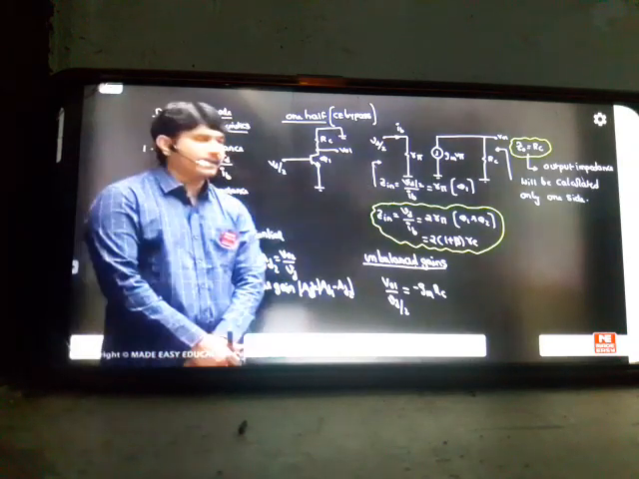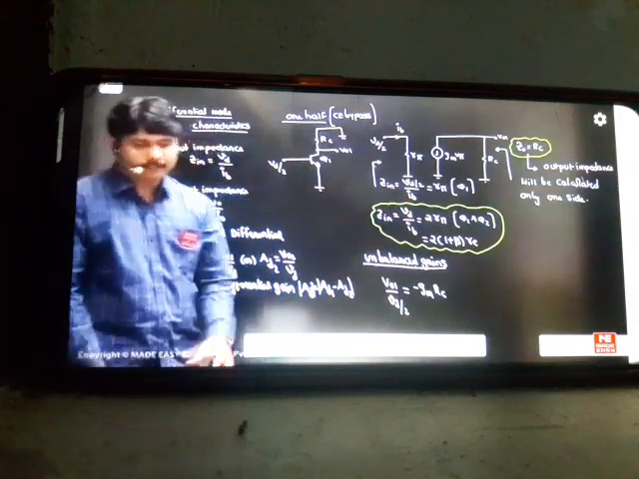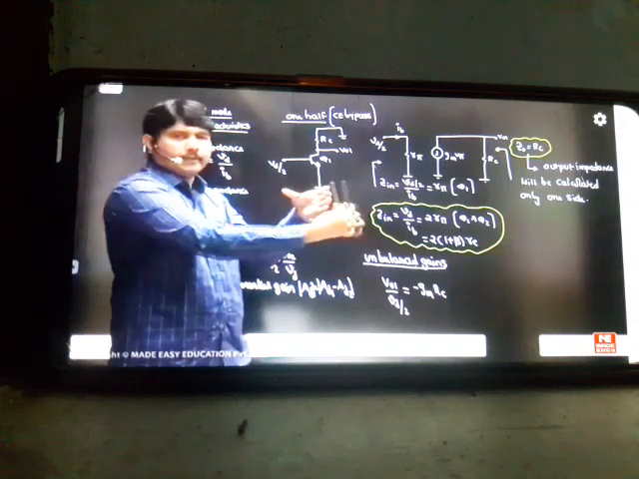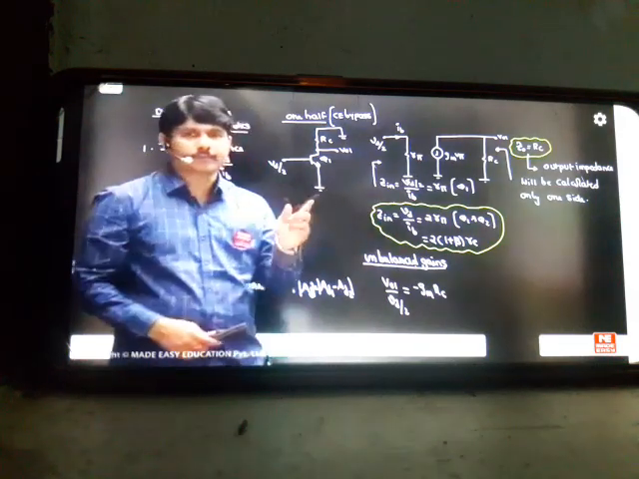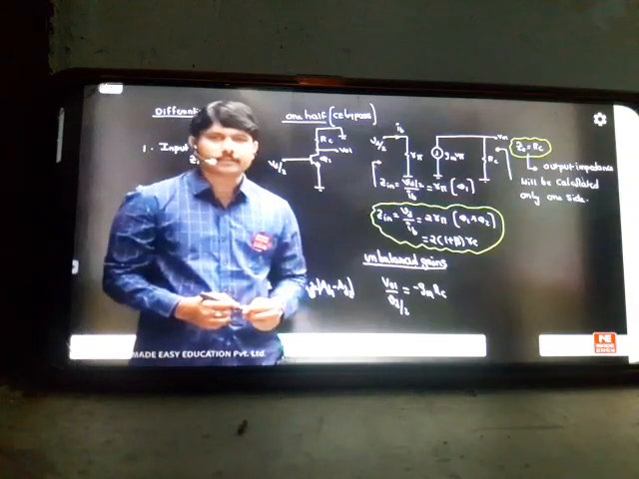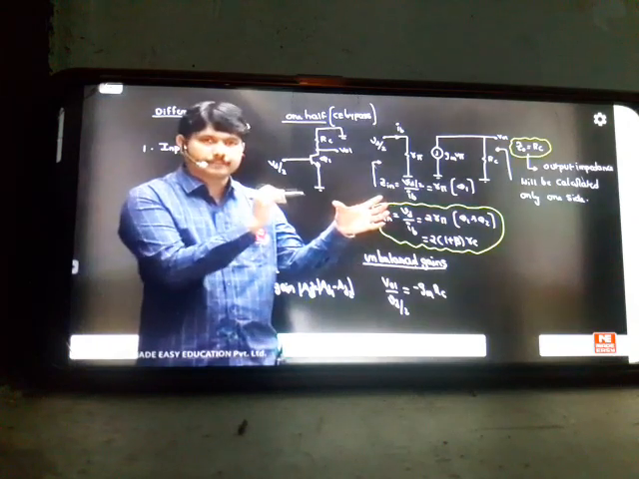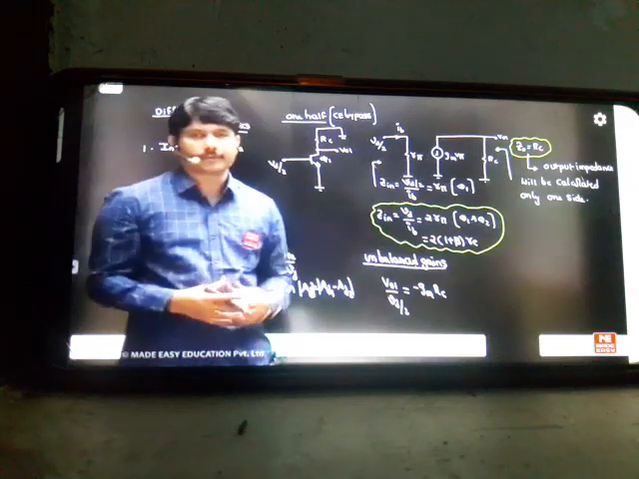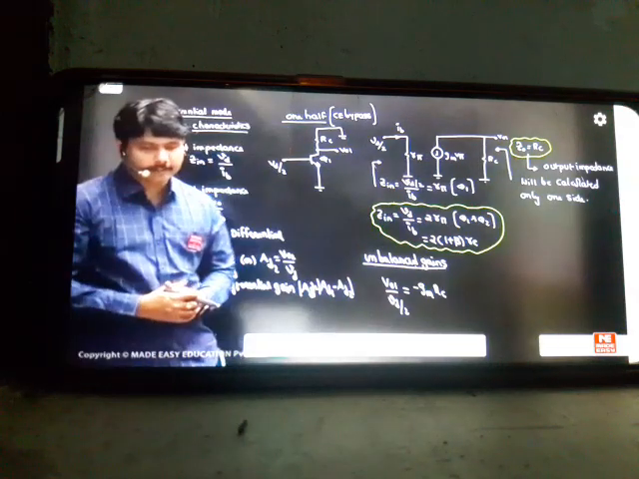Output impedance will not change here. Anytime your output impedance will be RC, the load. If you keep a differential amplifier like this and start your signal here, this side will become your load. That side will always be RC as the load. You should not take both sides, only one side. If I'm giving input on one side, on the other side you have the load. The load will come from any one transistor, so we cannot take the load in the middle. The load will be taken only one side. That's why the answer will be RC.